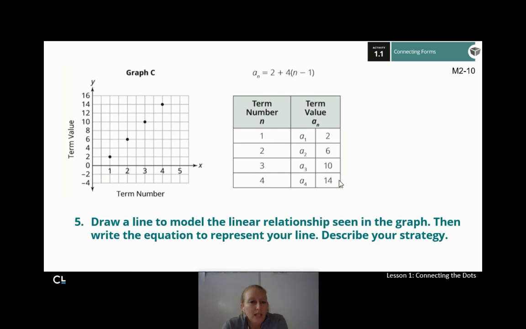Can you draw a line on your graph? So right now it's discrete, right? We just have a couple of dots. Can you draw a line on your graph to model the linear relationship, and then write an equation to represent that line? Remember y equals mx plus b? We find the slope and the y-intercept. Go ahead and hit pause, see if you can do this, and then hit play when you're ready to check your work.